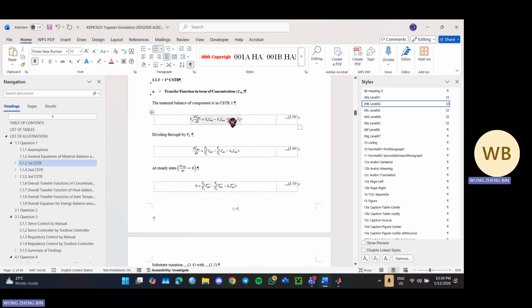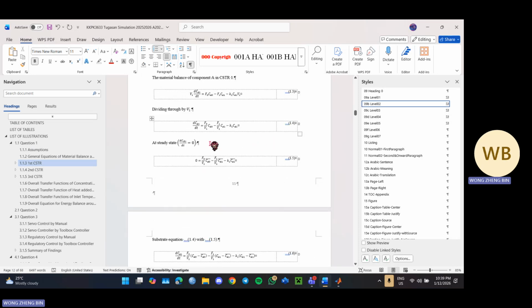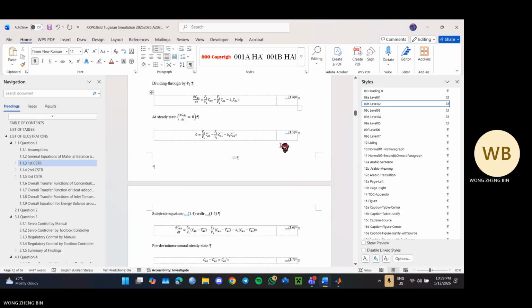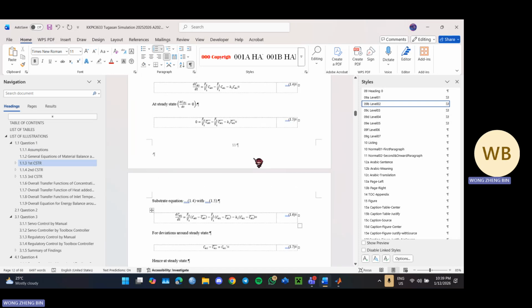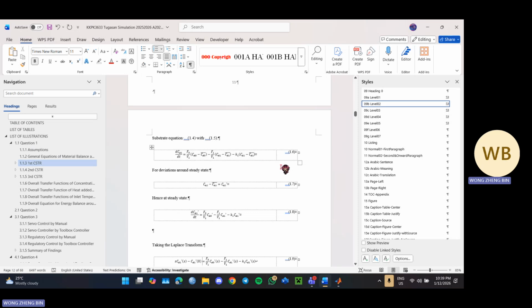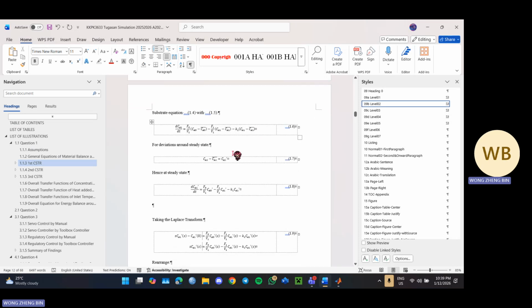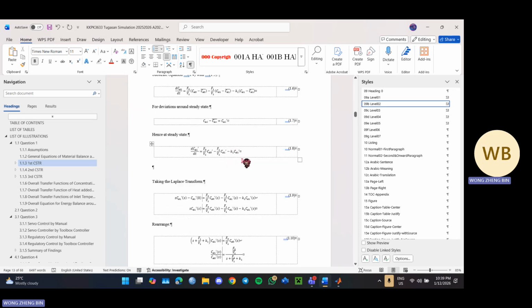So the material balance is just as shown above, and we divide the whole equation by V1. Then at steady state, the differential part becomes 0 and all terms become steady, which then have a bar on top. Then we substitute equation 1.4 with 1.5 to get this equation, and then we introduce the deviation around steady state. Then the equation overall becomes like this.